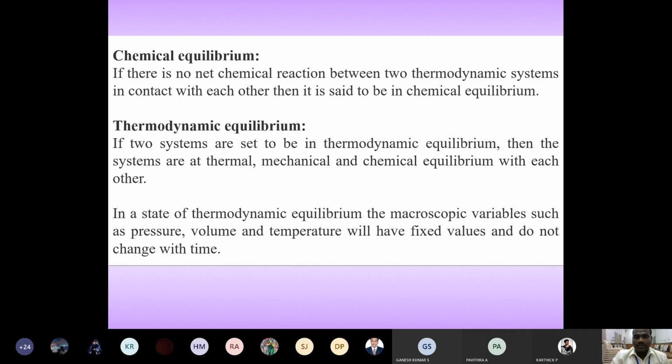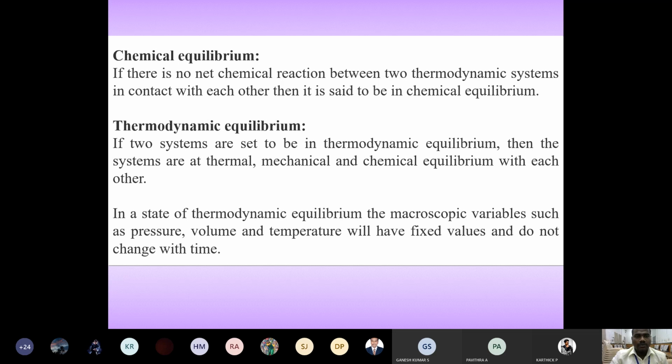So for an instant time, we can say if a system is in thermodynamic equilibrium, there is no change in variables with the changing time, right? So this is the explanation about thermodynamic equilibrium. If you want a system to be in thermodynamic equilibrium, it should satisfy all these three equilibriums: chemical equilibrium, mechanical equilibrium, and thermal equilibrium, right? So this is a basic concept about thermodynamic equilibrium.